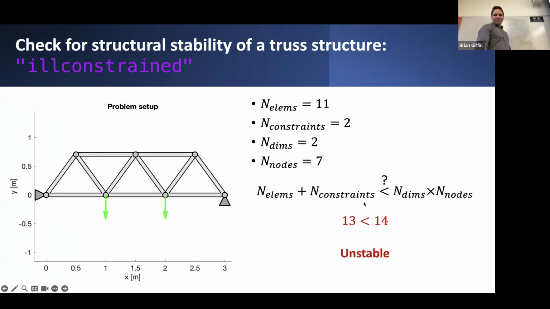So if we tally this up, the number of unknowns in our problem on the left-hand side is 13. On the right-hand side, the number of equations is 14. So it ends up being the case that indeed we estimate this is an unstable structure.